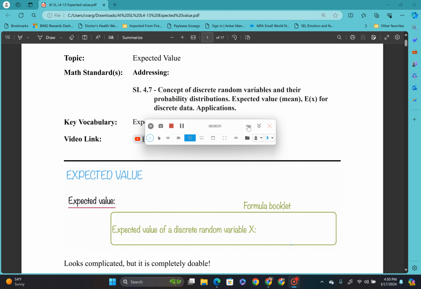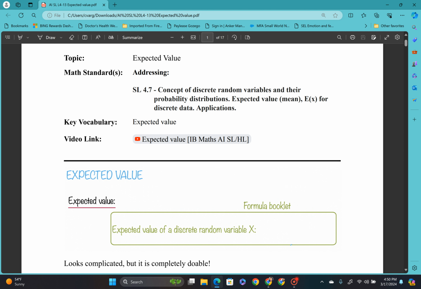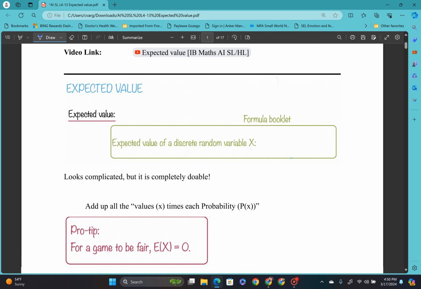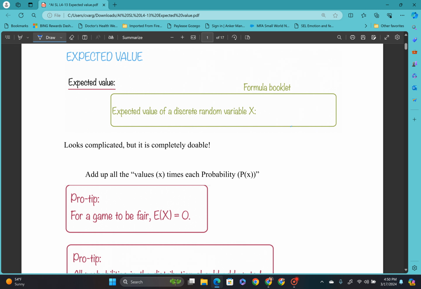All right. So, welcome to our next lesson, which is expected value. And this is our unit of probability and statistics. So, expected value is basically what do you expect to happen, whether it's in a game or in a situation. So, it might seem like expected value is very difficult, especially when you look at the formula booklet. So, the formula booklet has this in it.